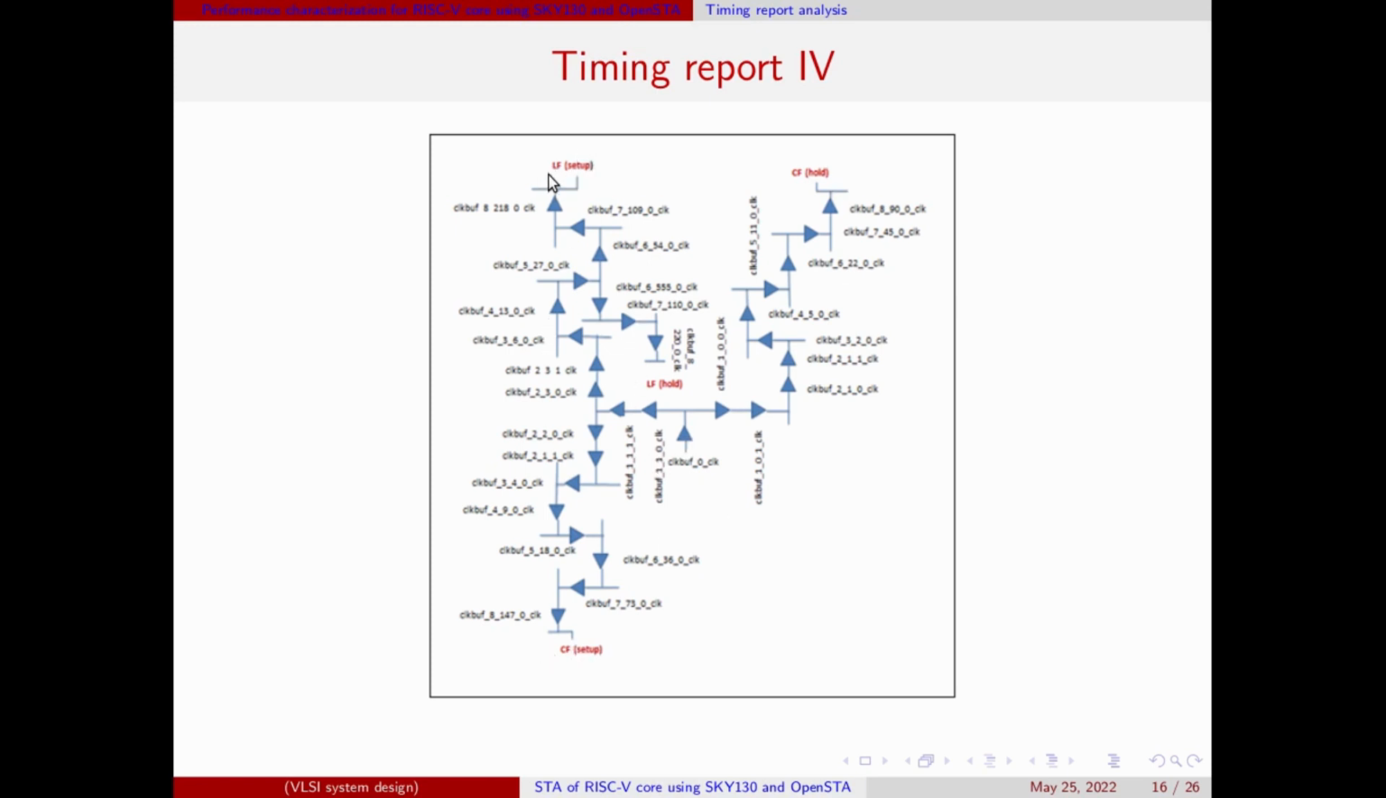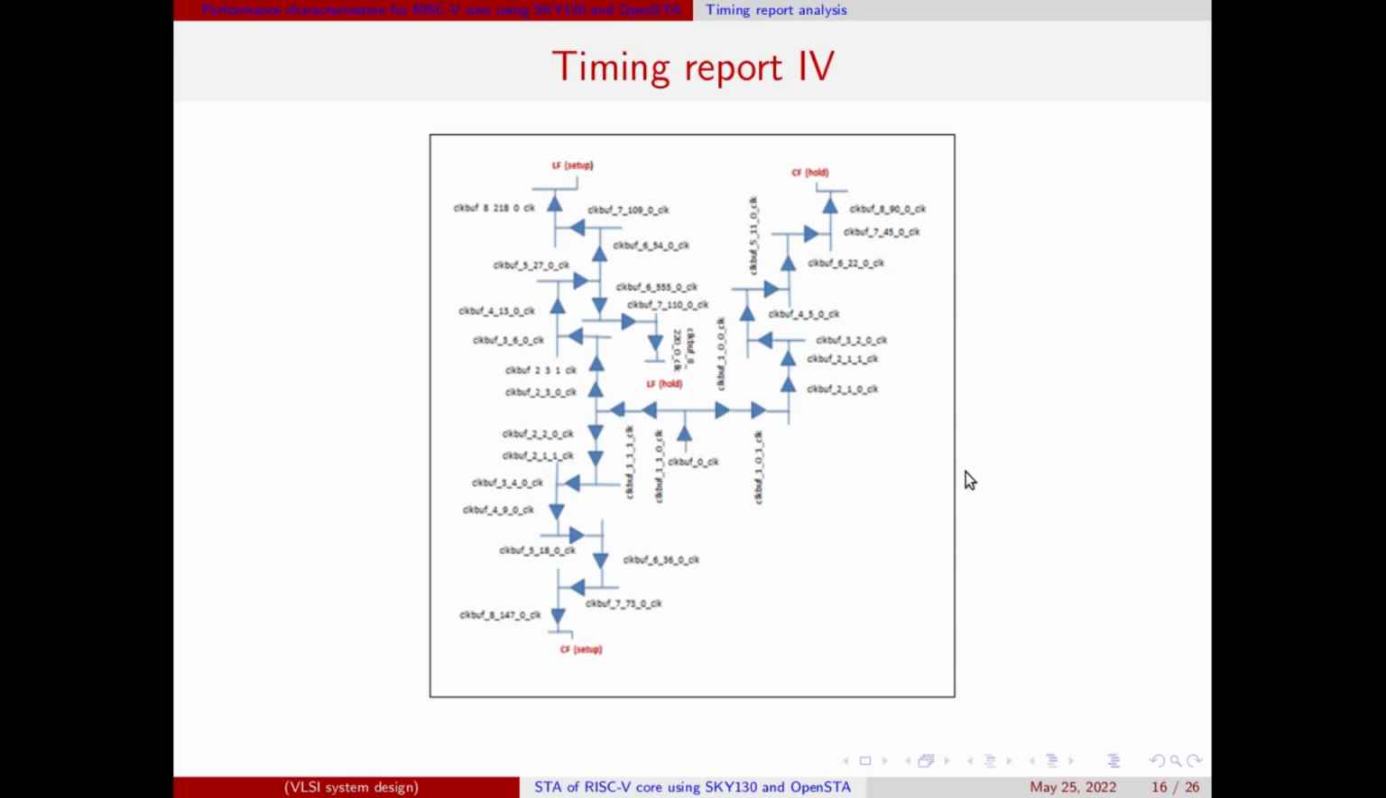Now in case of setup, launch flop setup and capture flop setup, we see that this is the common path. And in case of launch flop hold and capture flop hold, only the root clock path is the common path. This was just to show how the clock buffers get propagated in the design.